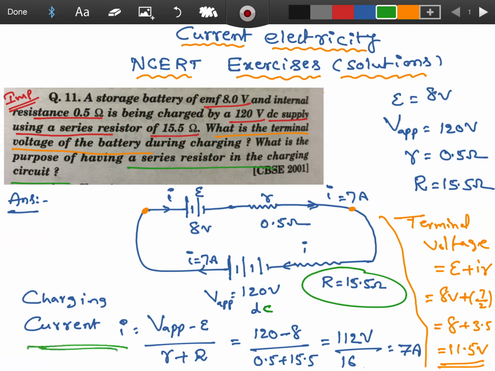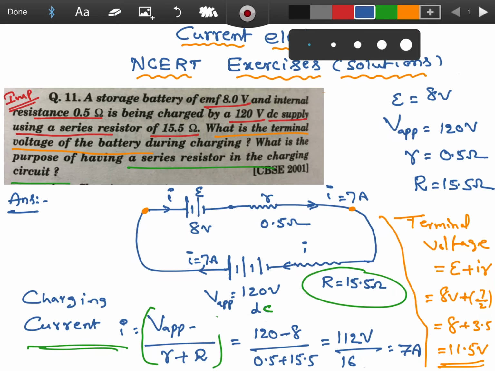Charging current formula: I equal to applied voltage minus E of the storage battery, by r plus R.